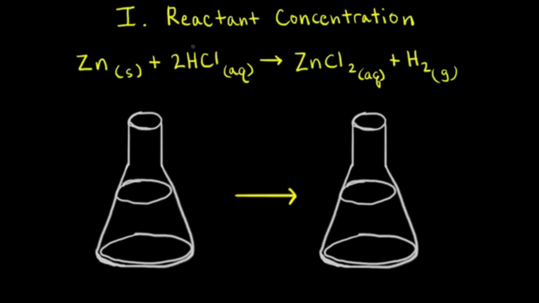There are several factors that can affect the rate of a reaction. One factor is the concentration of a reactant. Most chemical reactions proceed faster when the concentration of one of the reactants is increased.